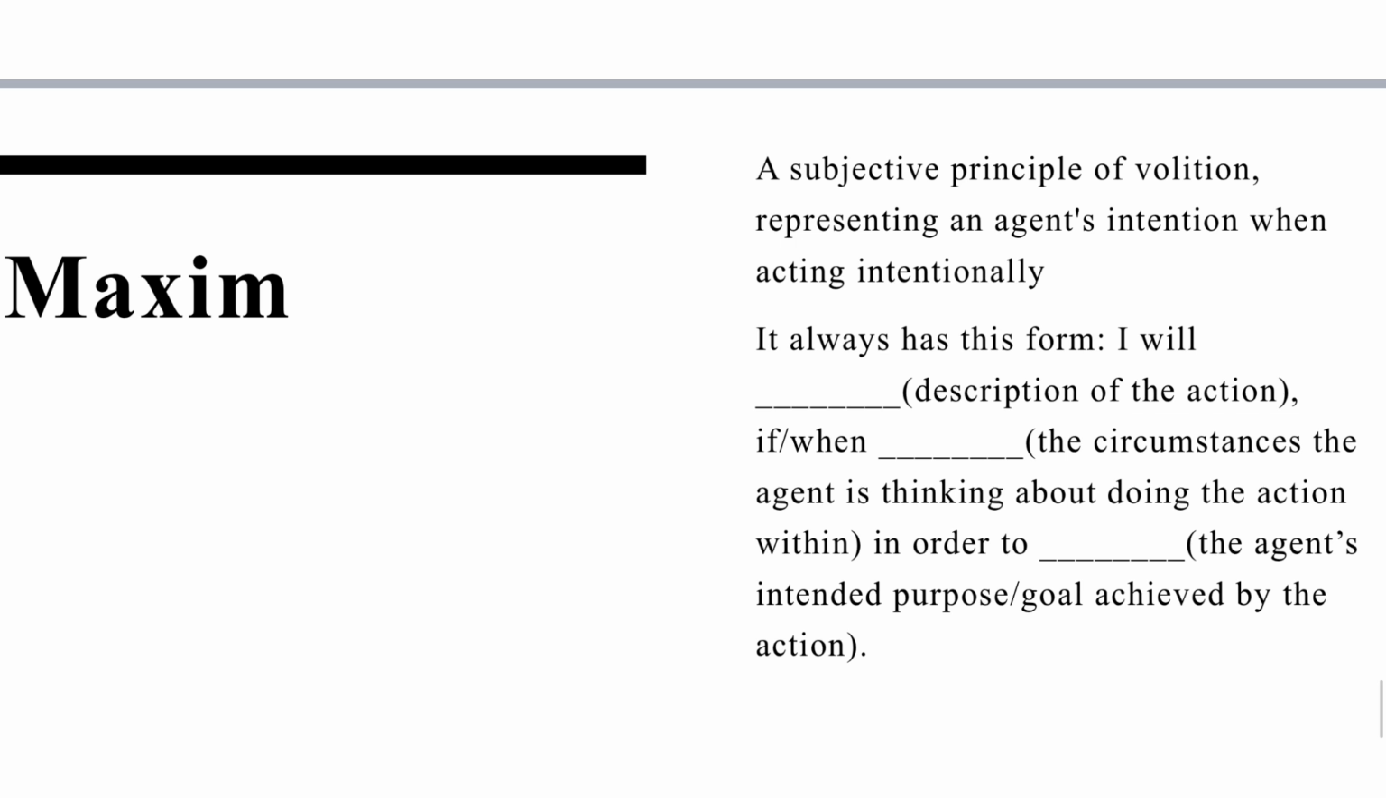The first blank is filled by a description of the action. The second blank is filled with a description of the circumstances in which the agent is contemplating doing or has done the action. And the last blank should be filled with a description of the agent's purpose or end to be achieved by the action.